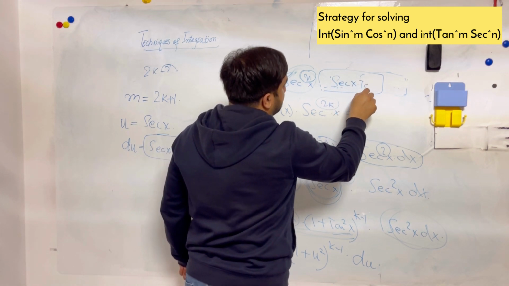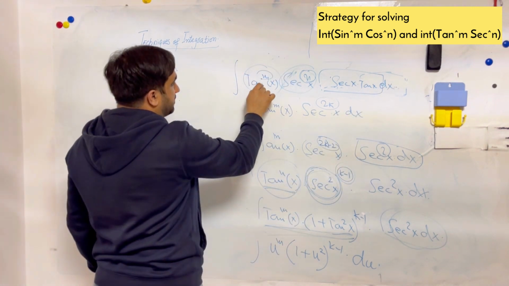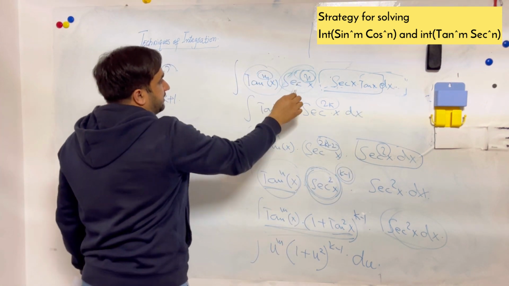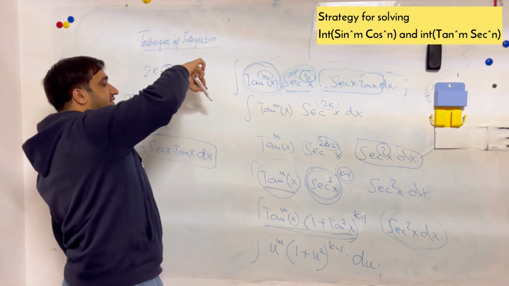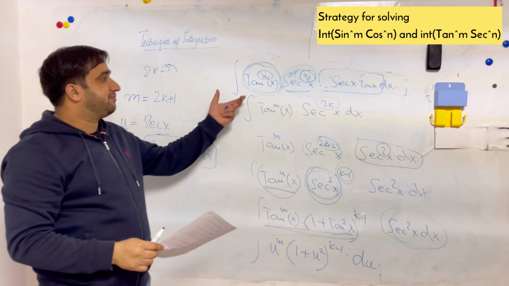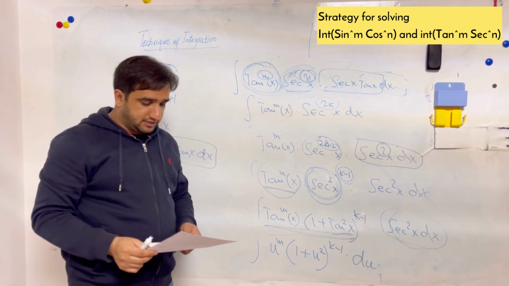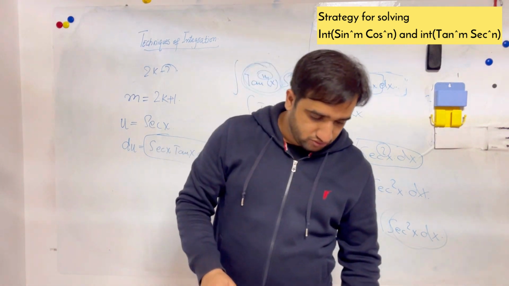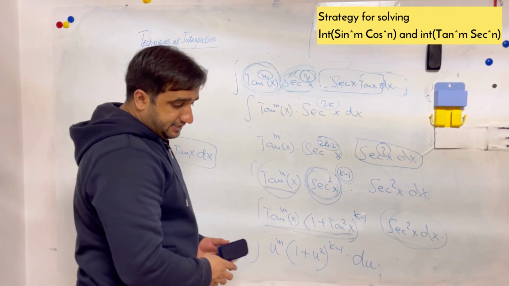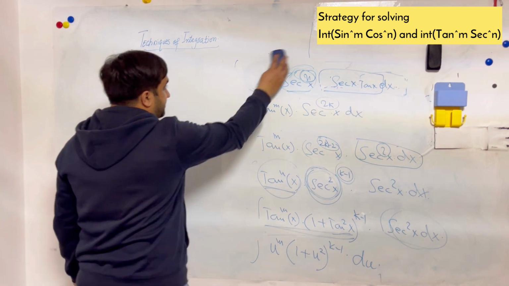Secant x tan x dx. Now whatever is remaining here and here, keep it safe, but this guy, convert this into secant x and then ultimately use this substitution and you are done. Let us do two examples to see whether these results are successful or not.